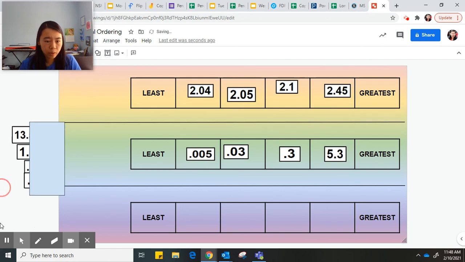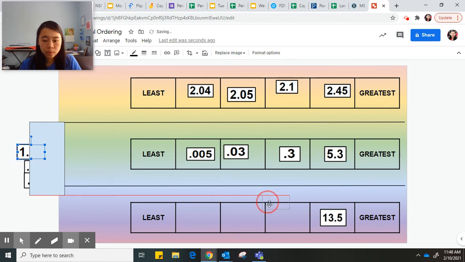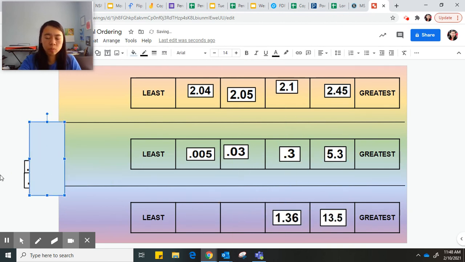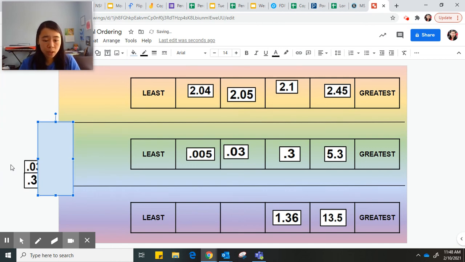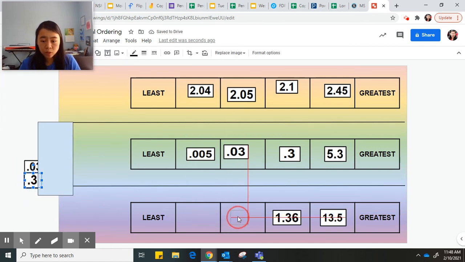Okay, so cover up all of our decimal places. We have a whole 13, a whole 1. 13 is going to be bigger, followed by the 1. Okay, now let's look at our decimal places. 0 and a 3. This 0.3 is larger, and then this 0.03.